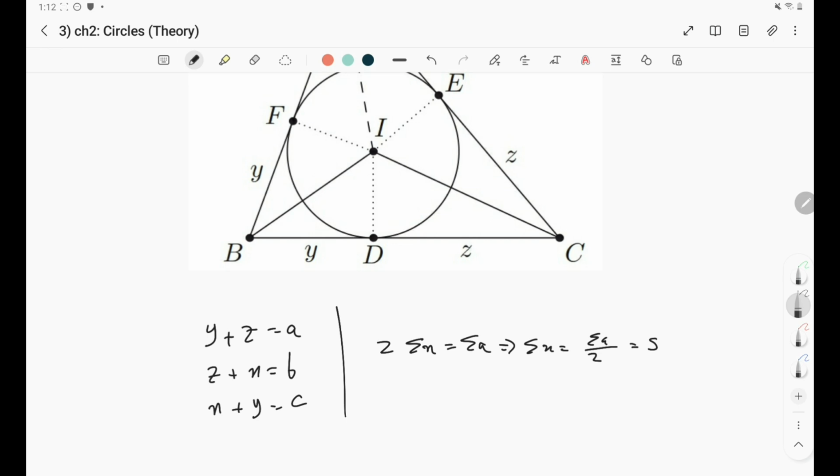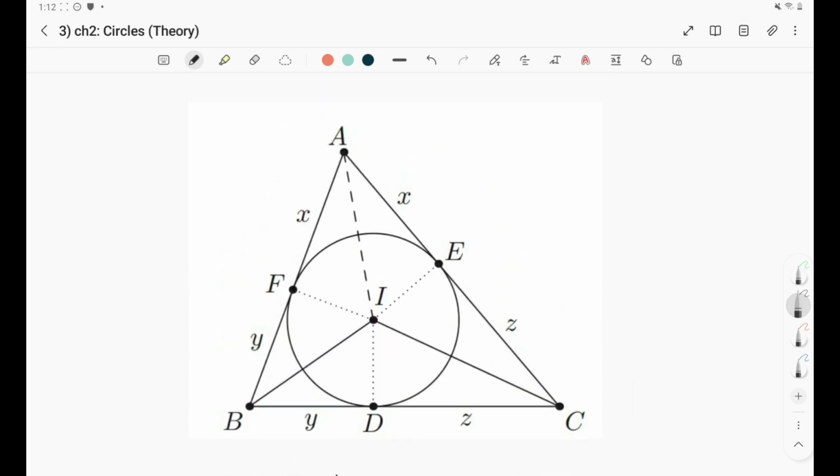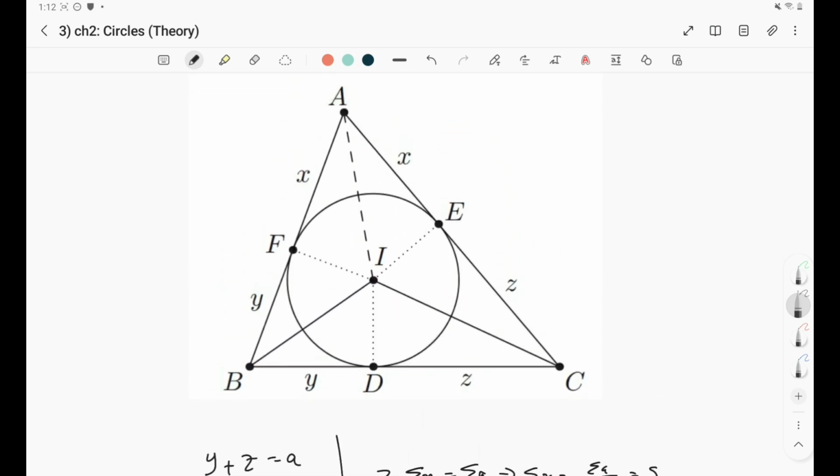Since sigma x, x plus y plus z, is s, now automatically from here you can subtract to get that x is equal to s minus a. Similarly, y is s minus b, and z is s minus c. So that means that from now on, if you have a triangle ABC and the contact triangle, you automatically know that these are s minus a, s minus a, s minus b, s minus b, and s minus c, s minus c. It's very easy, you know. So just keep that in mind.